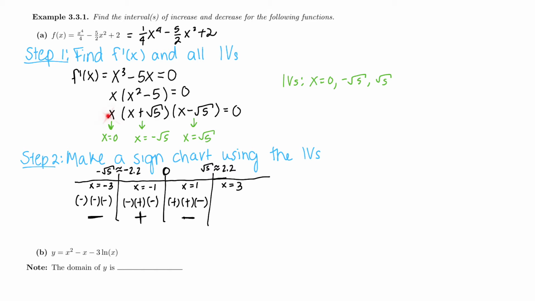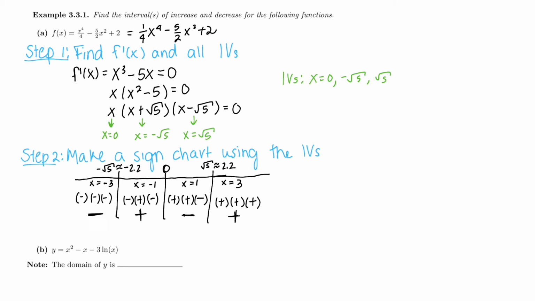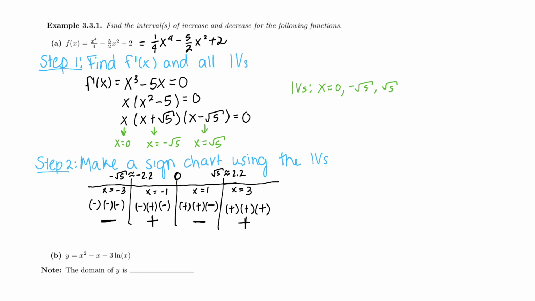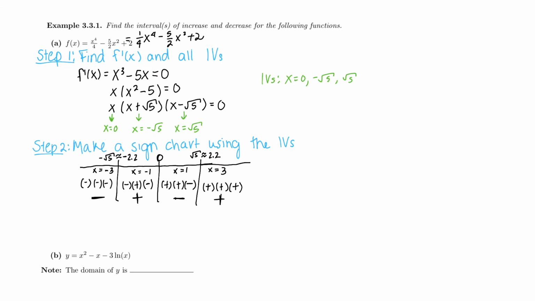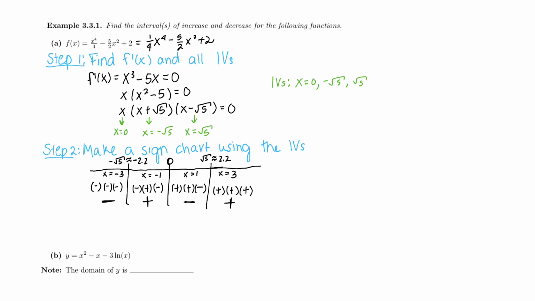And then plugging 3 in, 3 is positive. 3 plus 2.2 is positive. 3 minus 2.2 is positive. And 3 positives make a positive. This problem really should have had a bit more room. So now that you have that information, you actually have all the increasing and decreasing information. So you use the sign chart to determine the intervals of increase and decrease.